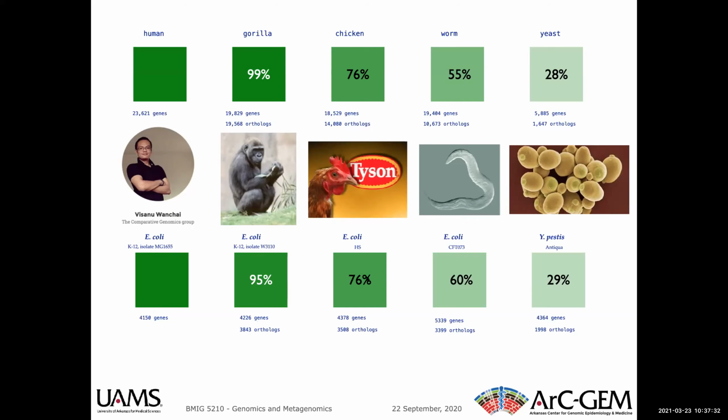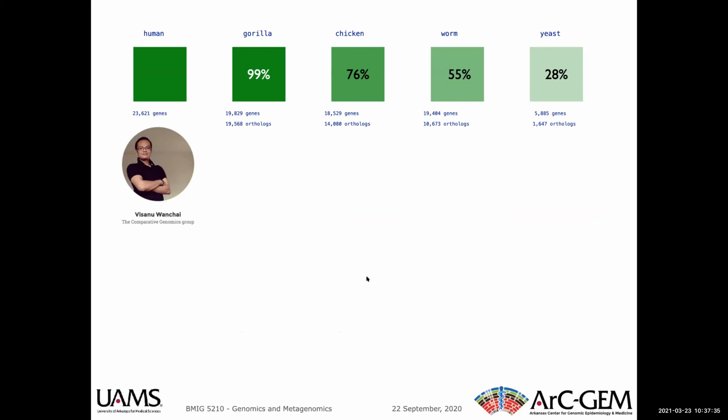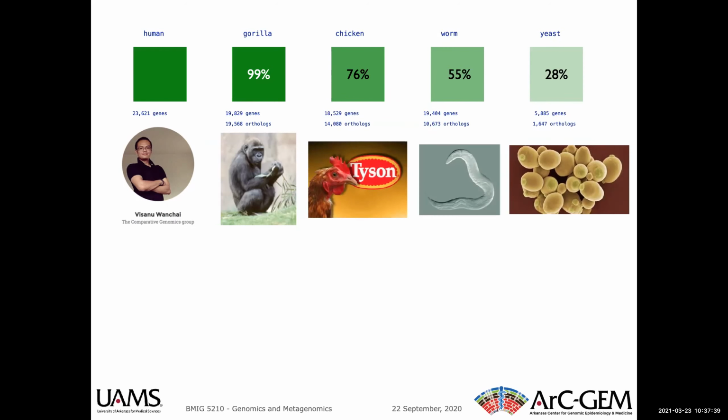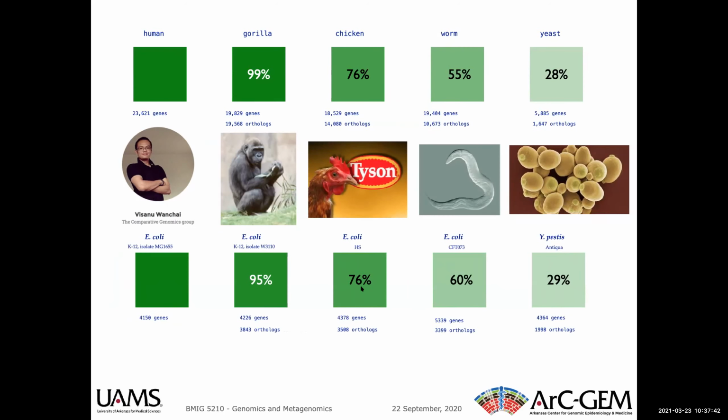It's only 76%. Oops. Sorry, my mouse is sometimes sensitive. So this is 76%. This is 60%. By the time you get down to 29%, now it's Yersinia. Now you're outside the E. coli family, but you're still in the gamma proteobacteria, still among the friends of E. coli. So the point is that you see this enormous diversity within these genomes.